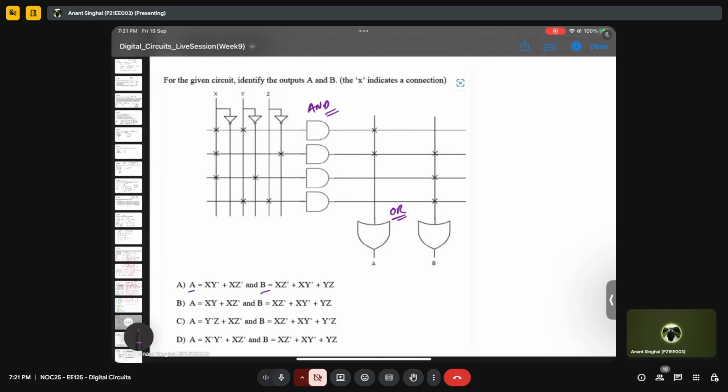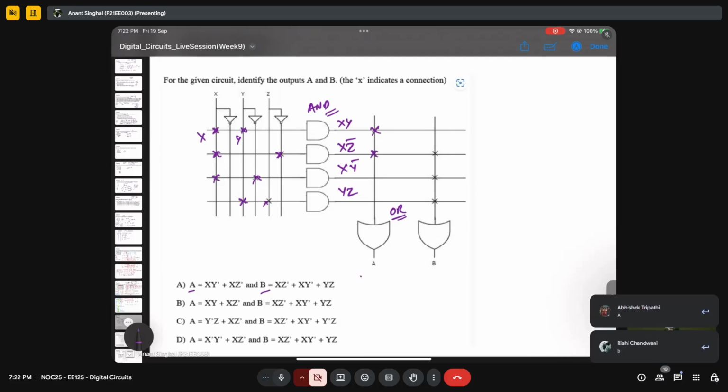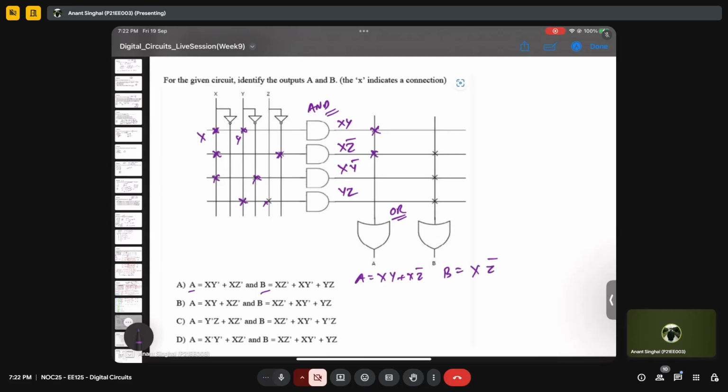Okay, so maybe I can do this. This is connected, which is X. This is Y. So this output will be XY. Then this is X, this is Z bar, so this will be XZ bar. This is X, this is Y bar, so this will be XY bar. This is Y, this is Z, so this will be YZ. Now A will be OR of this and this, so A is XY plus XZ bar. And B will be OR of these three, which is XZ bar plus XY bar plus YZ.